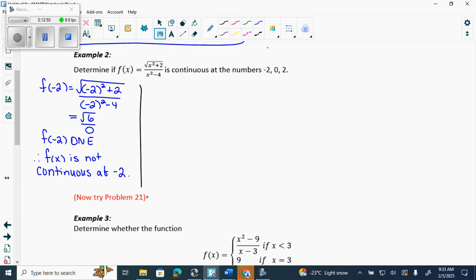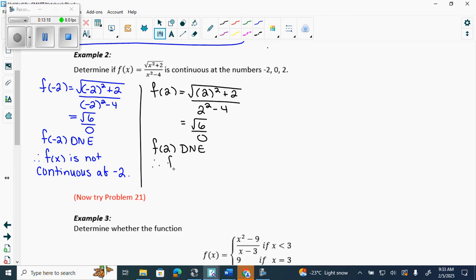I'm going to do 2 next, because I know it also wasn't going to work, because if I square a negative or I square a positive, it ends with the same value. So I'm going to do f of 2. F of 2 equals the square root of 2 squared plus 2 over 2 squared minus 4, which is the square root of 6 over 0. So f of 2 does not exist. Therefore, f of x is not continuous at 2.